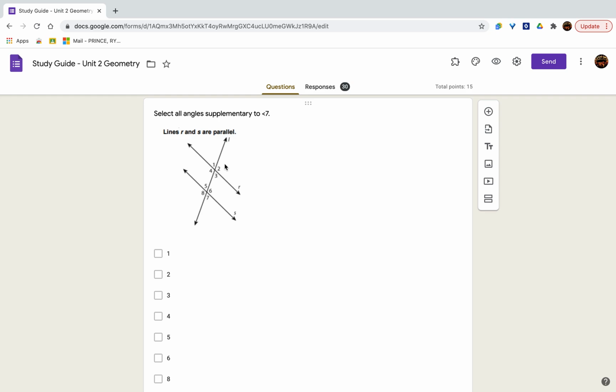Now here we have all the angles supplementary to 7. The angles that are supplementary to 7 are the ones that are not congruent to 7. So we have a linear pair with 7 and 6, and also with 7 and 8. They're along the same line, so they're supplementary. So 8 and 6 would be supplementary to 7. Then the angles that correspond to 8 and 6 are going to be supplementary to 7, so 4 and 2 are also supplementary to 7. So 7 is an acute angle here, and all the obtuse angles are now going to be supplementary to 7.